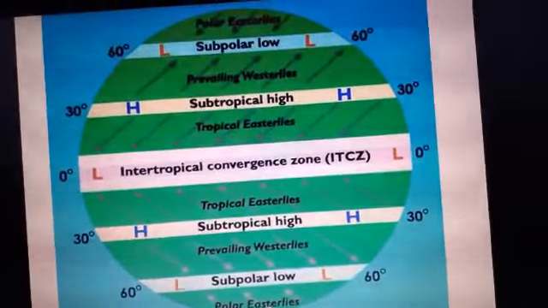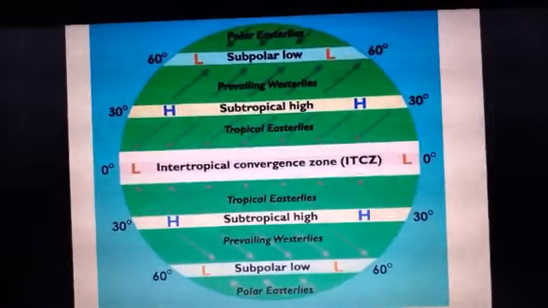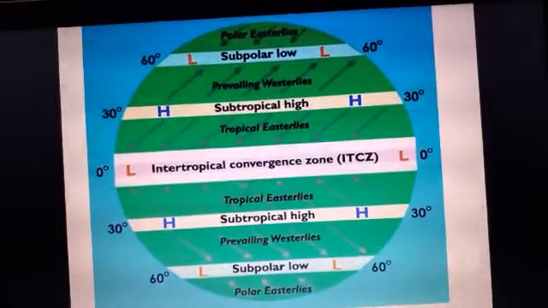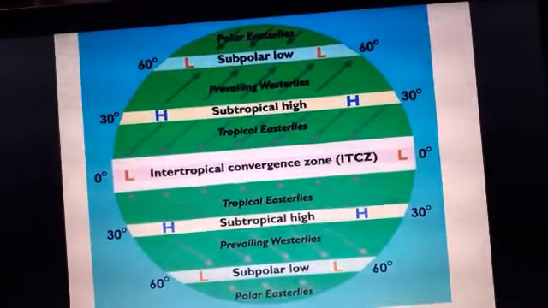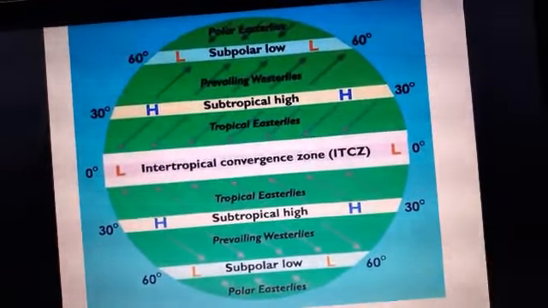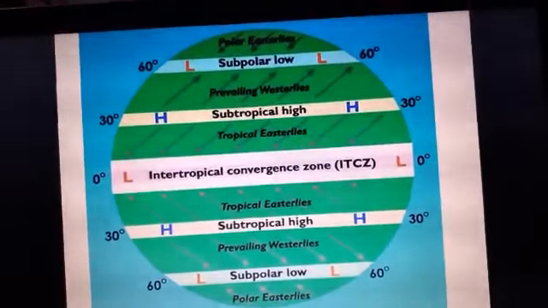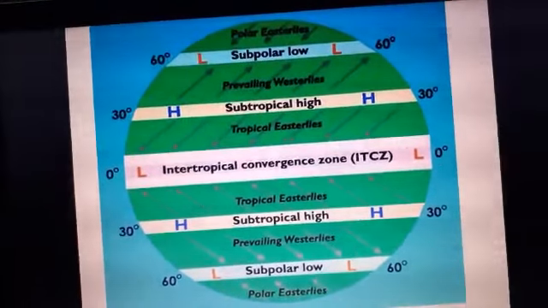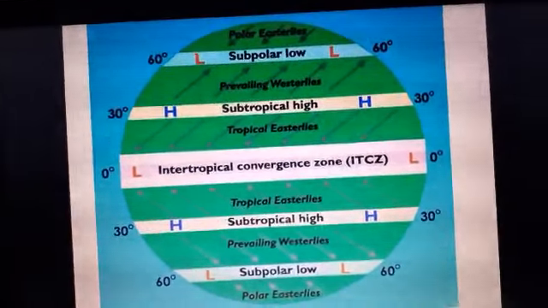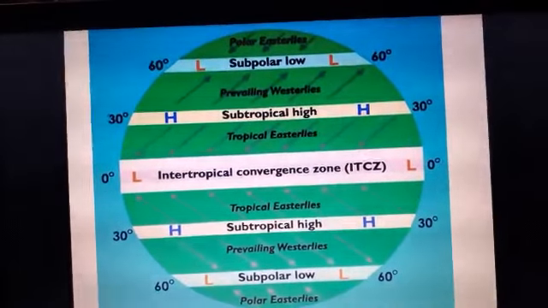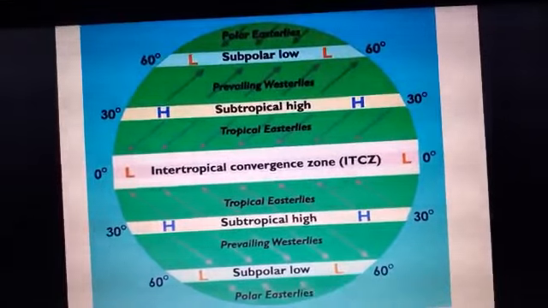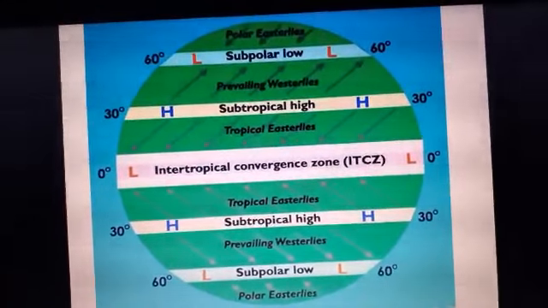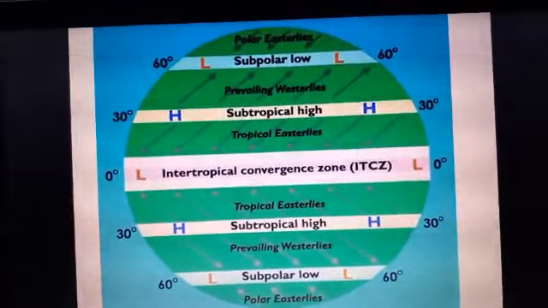polar easterlies. If you want children, you can also draw this diagram in your activity file and write information about the pressure belts. I hope this is understood to you all. Today we have studied equatorial low pressure belt, mid latitudinal high pressure belt, then we have studied subpolar low pressure belts. In the next period, I will be explaining you the polar high pressure belts and the effects of the air pressure on the Earth's surface. Hope this is clear to you all.